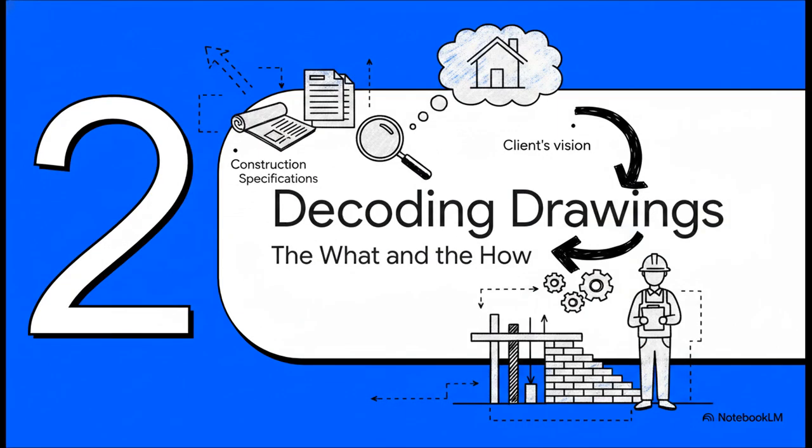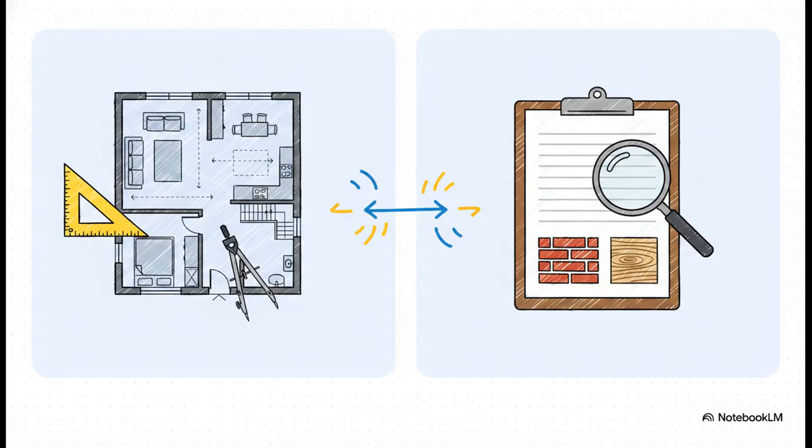Moving right along to Part 2, Decoding Drawings and Specifications. This is all about understanding the what and the how. And this brilliantly illustrates the difference between two absolutely critical documents. You see, the bedrock of any estimation really starts right here. Construction drawings, those are your visual blueprints. They give you the graphical representation of the building. We're talking dimensions, detailing, the overall layout, where all the pieces fit.